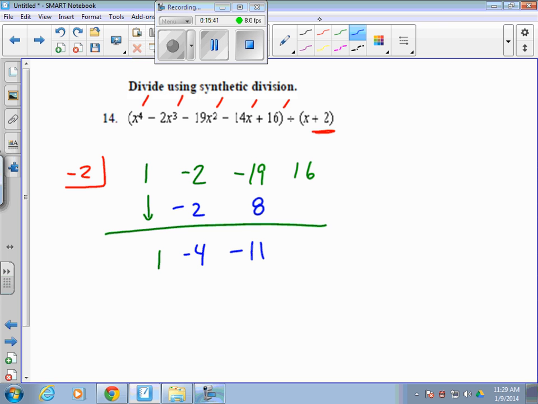I actually left one off here. That's what I had to correct in that right there. Make sure you don't leave anyone off like I just did. It's negative 19x squared, then negative 14x, and then positive 16. Now it's going to turn out right.